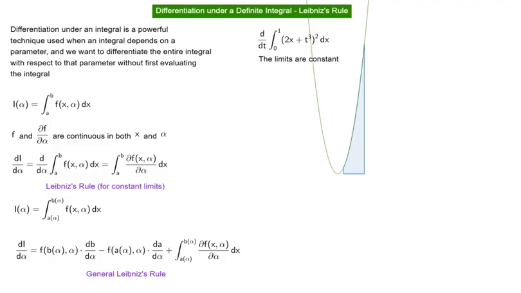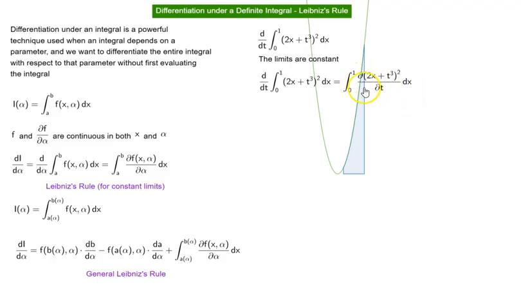Now here you will notice that the limits are constant. That means we are going to use this formula. d by dt of the integral from 0 to 1 of (2x plus t cube) the whole square dx is equal to the integral from 0 to 1 of the partial derivative of (2x plus t cube) the whole square with respect to t dx. Dou stands for partial derivative.